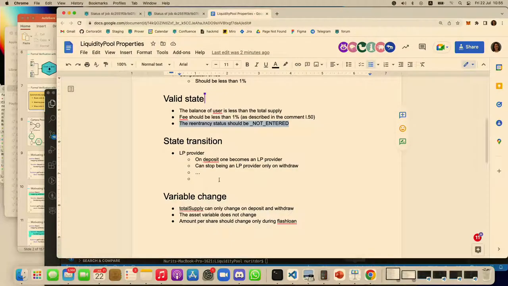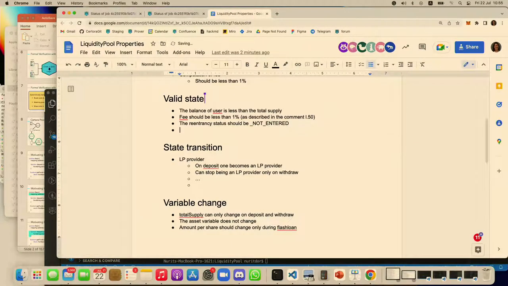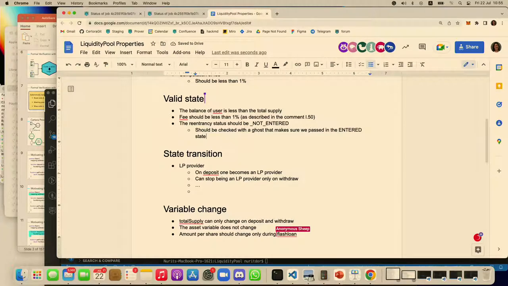Okay, so let's go back to this. This should be checked with a ghost that makes sure we passed in the entered state. And actually, one thing about the nice high level properties is that they should also fail if the reentrancy guard is missing. So we will get to that.